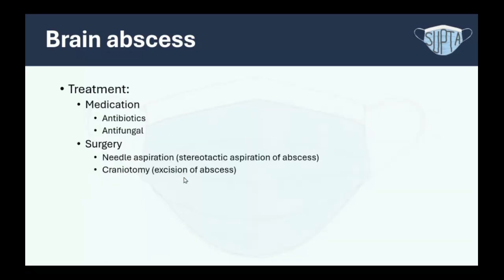So yeah, treatment. So you can get medication. So you can get antibiotics and antifungals. So it's good to have the biopsy so you can see what infection you're dealing with here, so you can get the best medication choice.